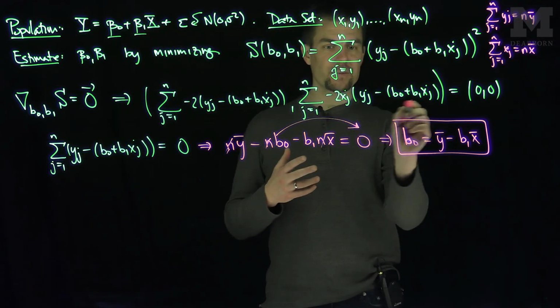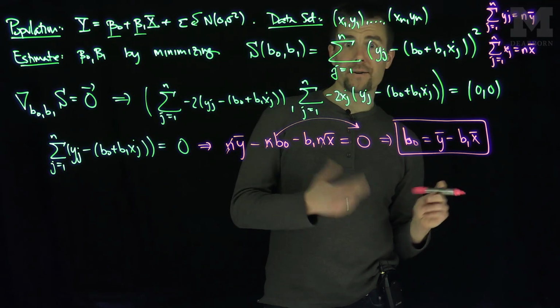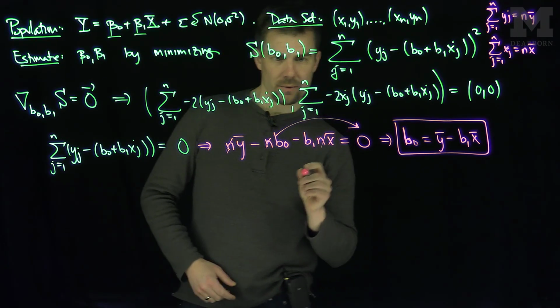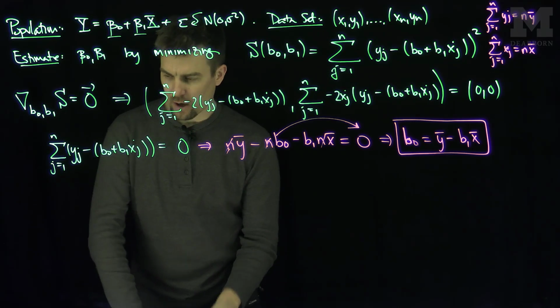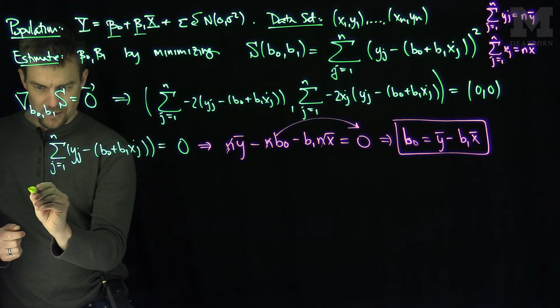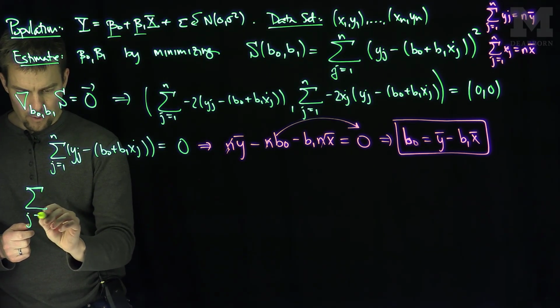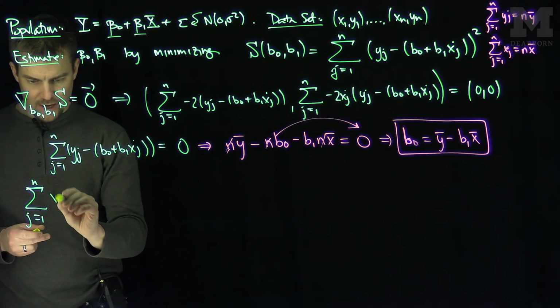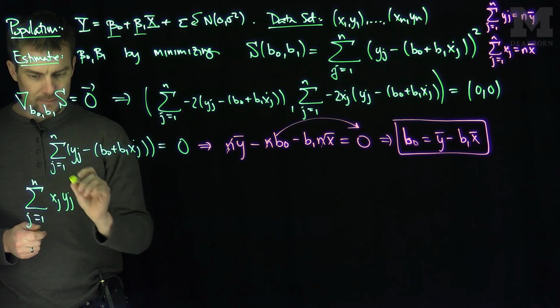Now I'm going to use the second expression over here to find out what the slope parameter is going to be. Again, we can cancel out that 2. It's irrelevant. So let's go back to our equation. Our equation tells us that the sum, j goes from 1 to n, of xj yj.